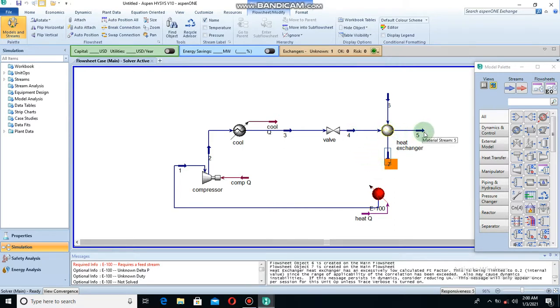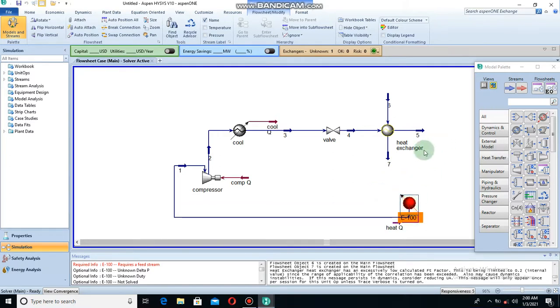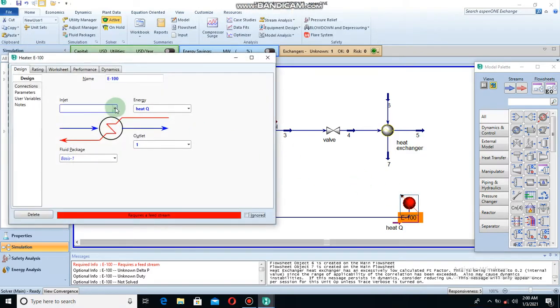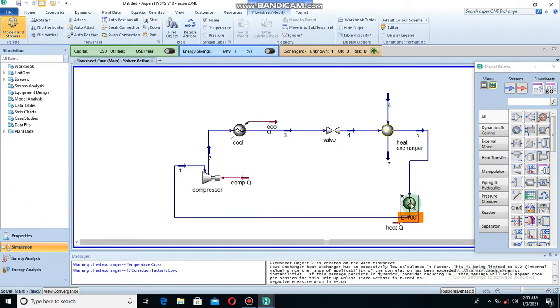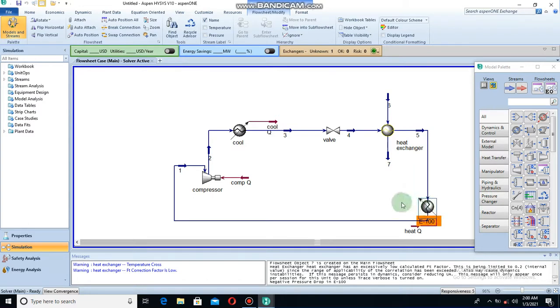It's out here. And now what's left is sending it back to the compressor. So what do we do? The inlet of the heater has changed from 4 to 5. Here we go. So question number 2 has been solved. Easy peasy. If you follow the right steps, you get the job done.